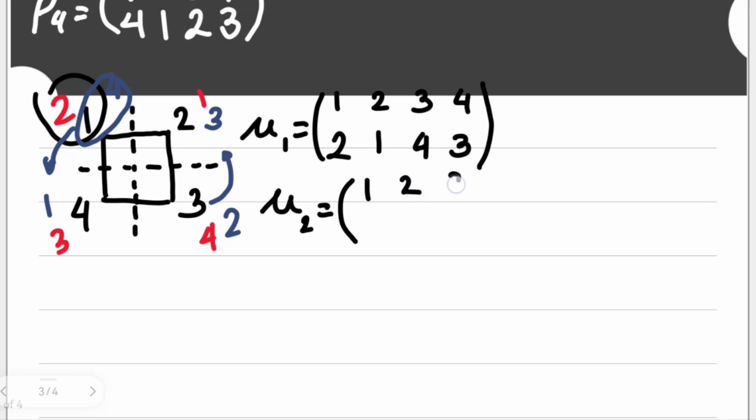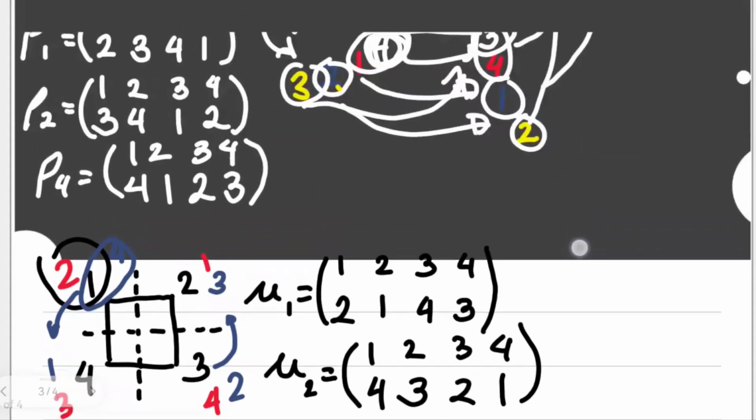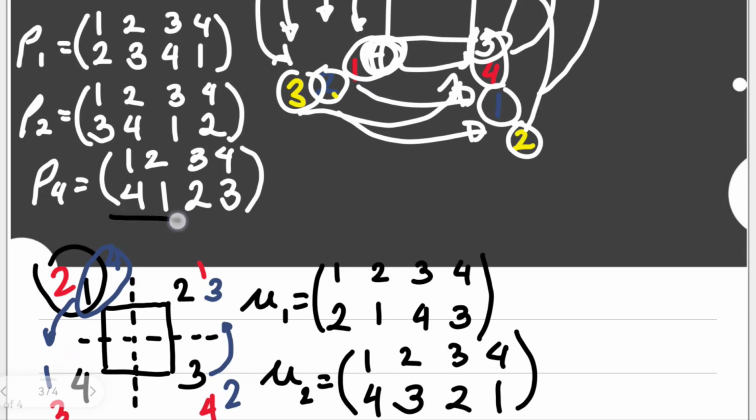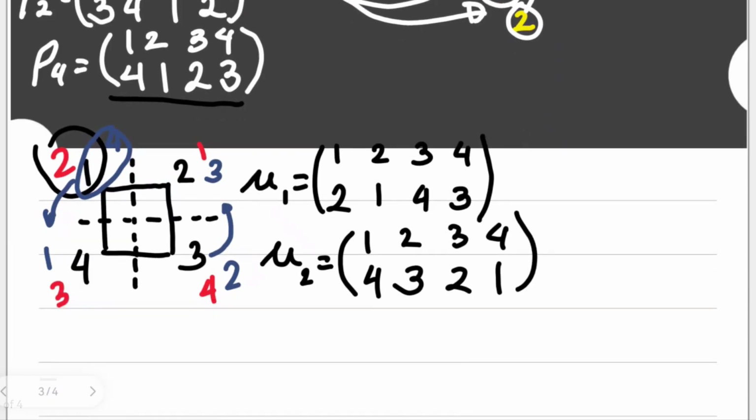1, 2, 3, 4 still, but 1 will be mapped to 4. As you can see, I will be checking it later, there will be no repetitions. 2 will be mapped to 3. 3 will be mapped to 2. And 4 will be mapped to 1. As you can see here, 1 is mapped to 4. This is different from the earlier case where 1 was also mapped to 4, but they are not the same all throughout. So they are different permutations.